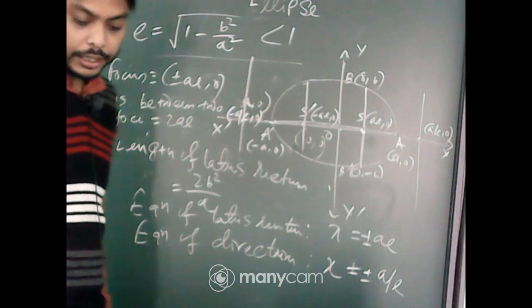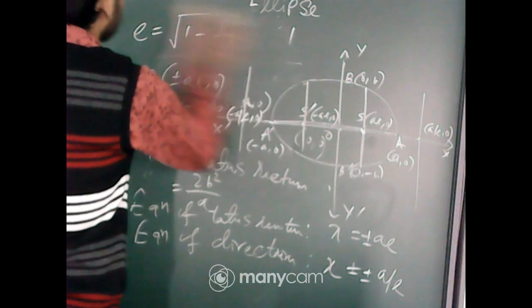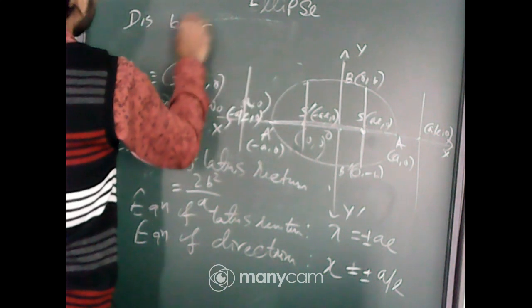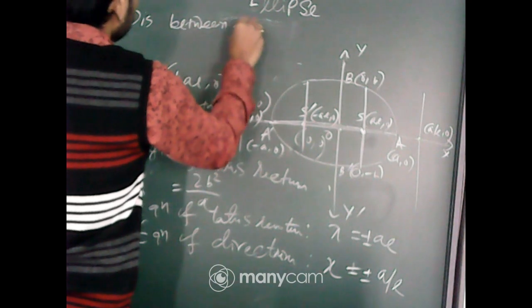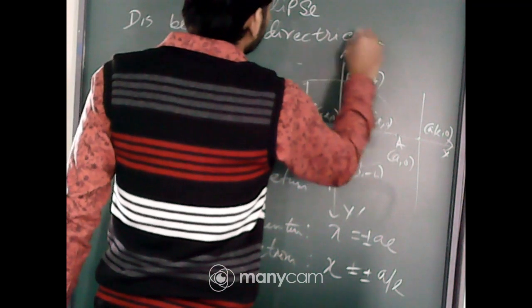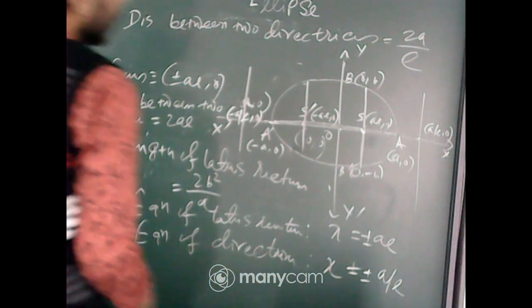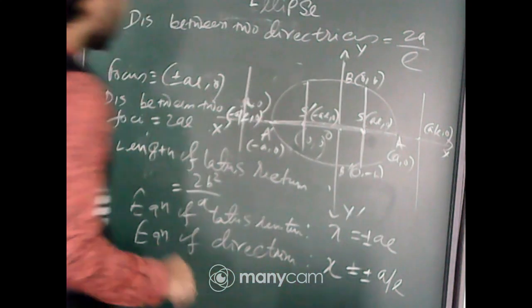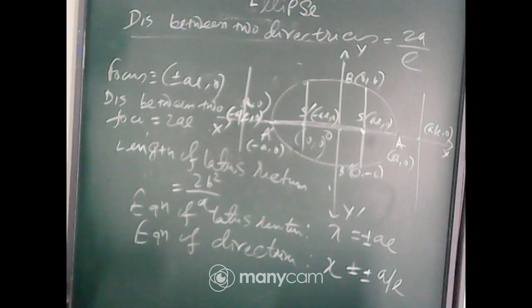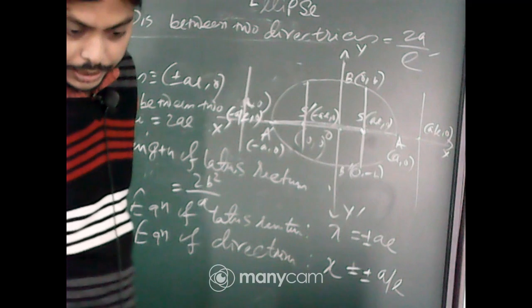And the last thing, distance between two directrices. That will be 2a by e, because here on the right hand side a by e comma 0, on the left hand side minus a by e comma 0. So distance between two directrices will be 2a by e. That's the thing you have to know.